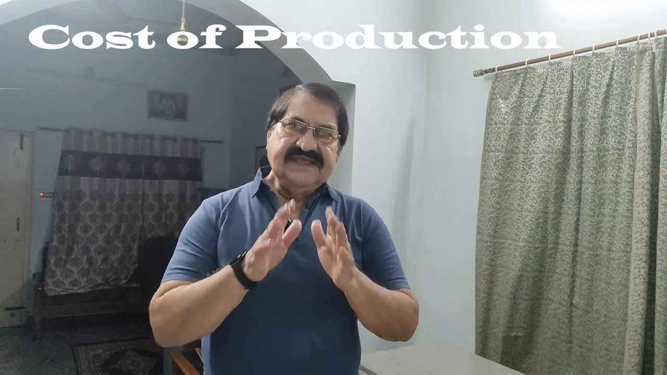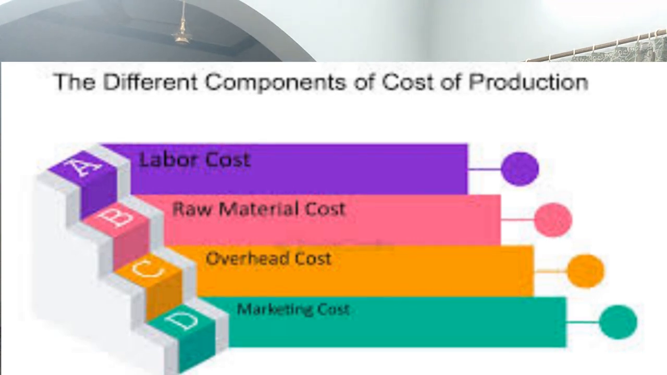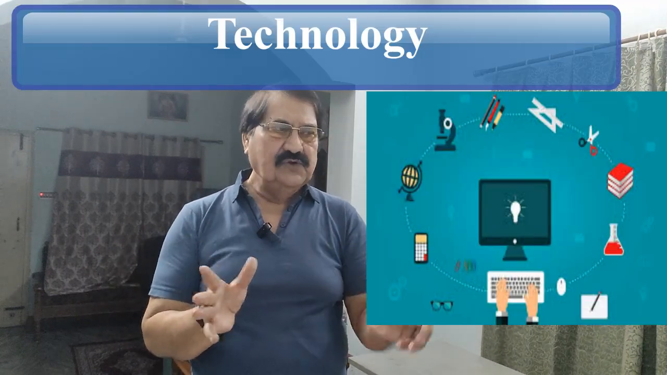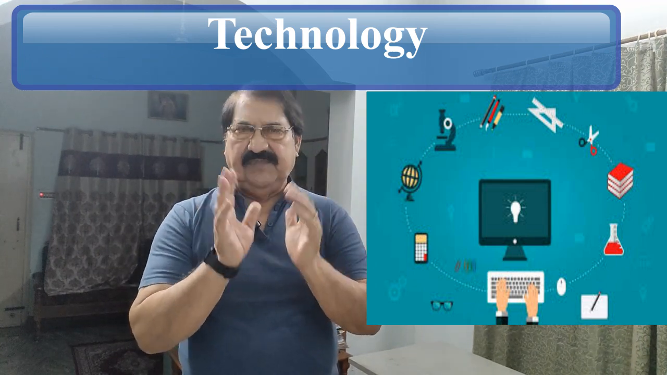Coming over to the other factors that influence supply: cost of production, that is, changes in the cost of labor or raw materials used for the production of a good would determine the supply condition of a good or service. Thirdly, the technological improvements also influence the supply condition of a good or service.